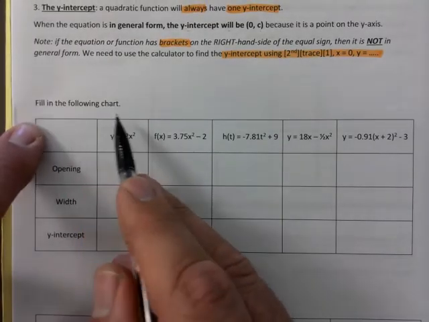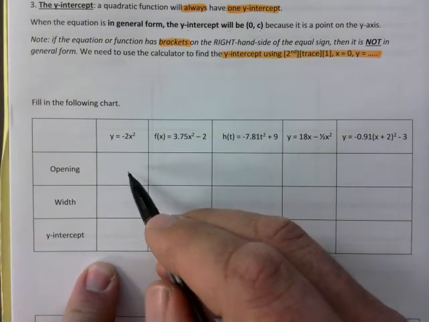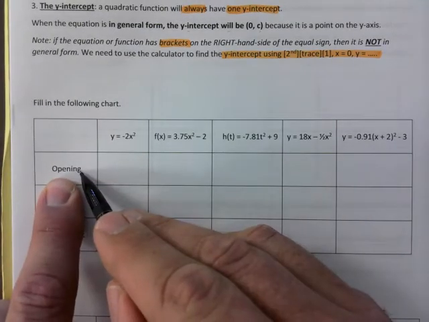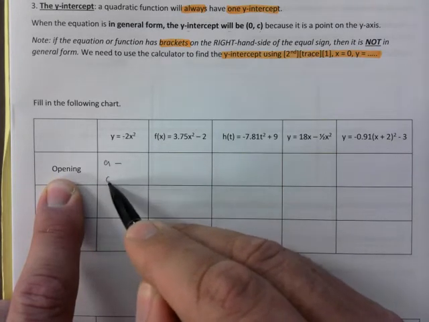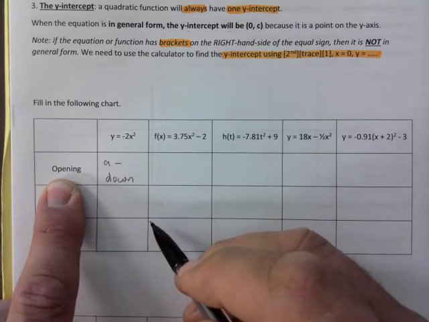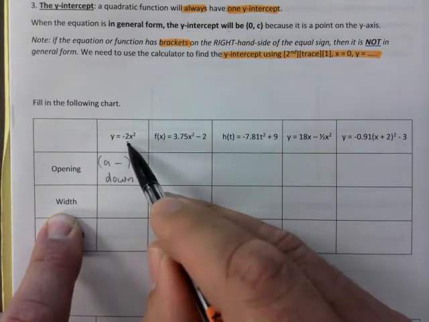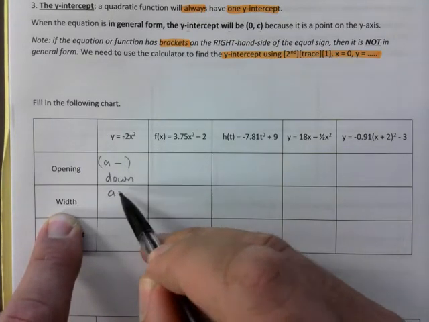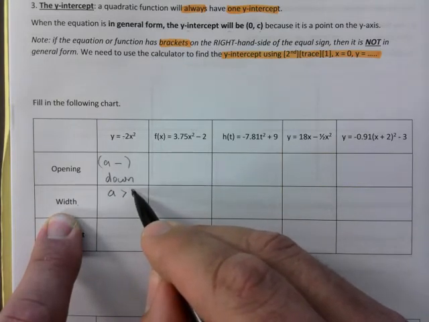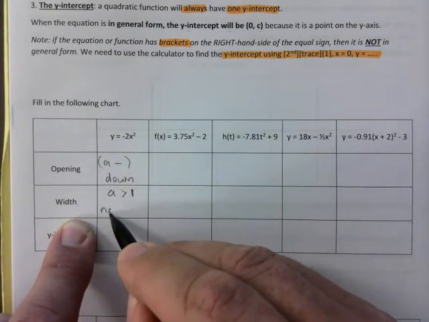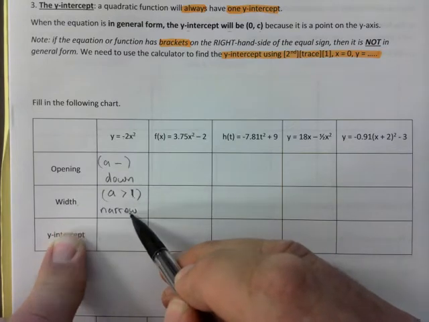Fill in the following chart. I will ask you to fill the rest in. I'll just guide you through one. Opening of this, you look at the sign, right? A is negative, so this will be down. Okay, that you know that this is true, so it'll be down. What's the width of this parabola? Just look at the value. A is greater than 1, therefore it's going to be narrow. Okay, so this is my explanation and this is my conclusion.